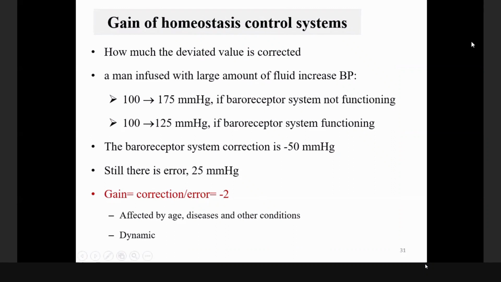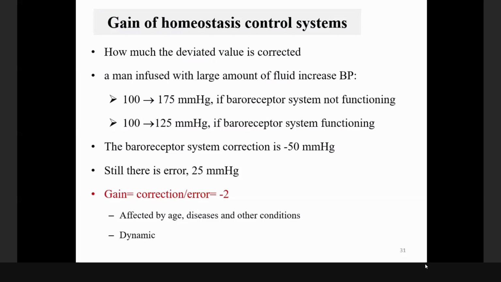Then there is what is called gain of homeostasis. Gain: to which extent our homeostasis tries to maintain constancy. Okay, that's not 100%. Assume, for instance, your blood pressure was 100 and increased to 175 millimeters of mercury. So there is an increase in your blood pressure by 75 millimeters of mercury, and that should be detected by the sensor, one of the components in the homeostasis control system.